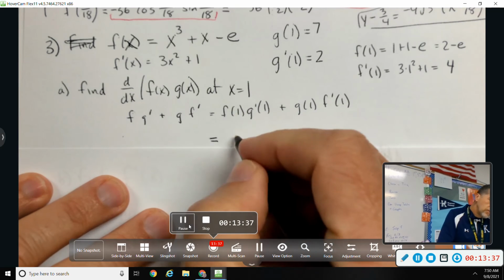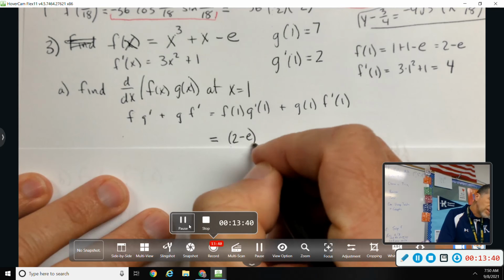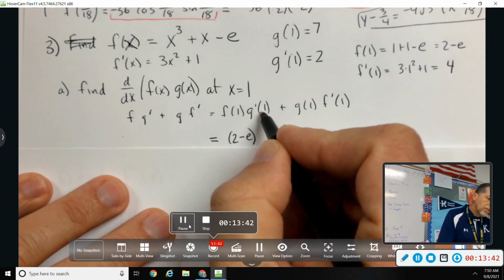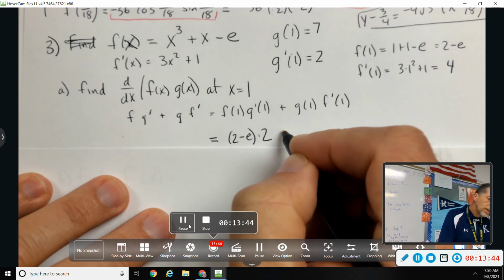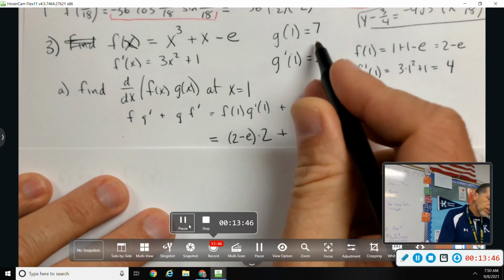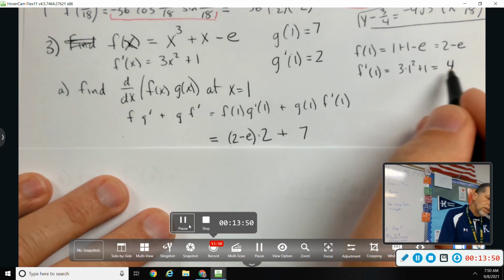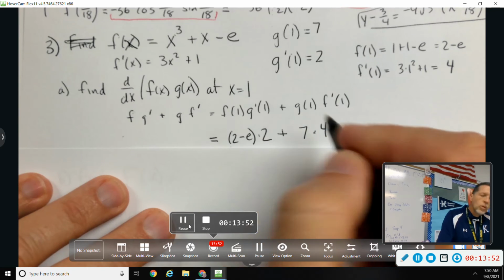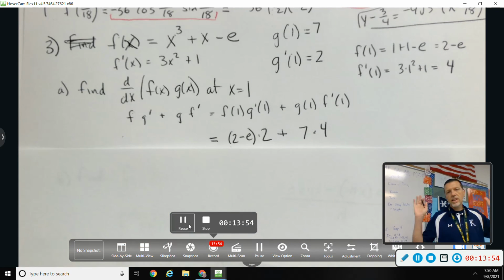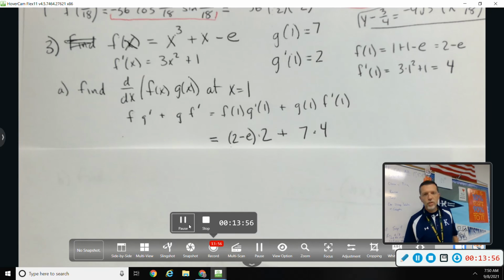f of 1, 2 minus e. g prime of 1 is 2. g of 1, 7. And f prime of 1 is 4. And I would just leave it like that. I mean, yeah, you could distribute and multiply and collect like terms, but why bother?